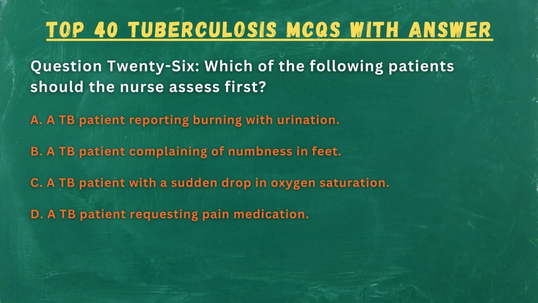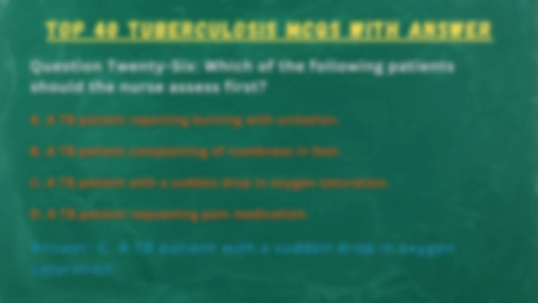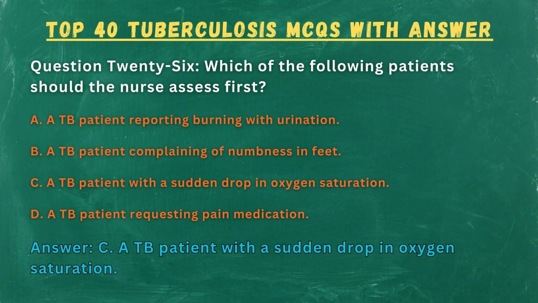Question 26. Which of the following patients should the nurse assess first? A. A TB patient reporting burning with urination. B. A TB patient complaining of numbness in feet. C. A TB patient with a sudden drop in oxygen saturation. D. A TB patient requesting pain medication. Answer: C. A TB patient with a sudden drop in oxygen saturation.